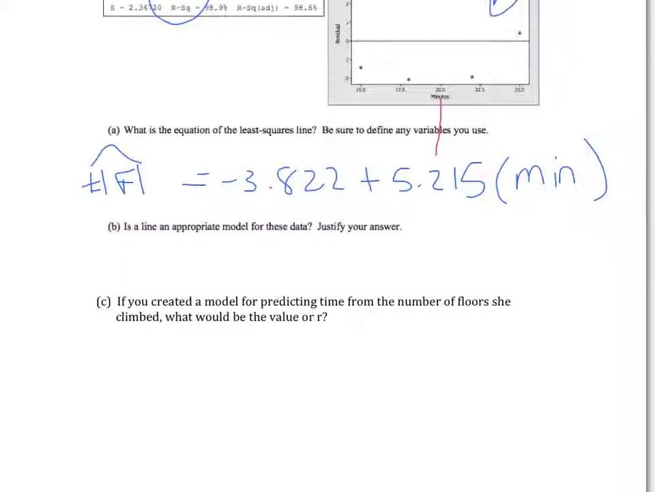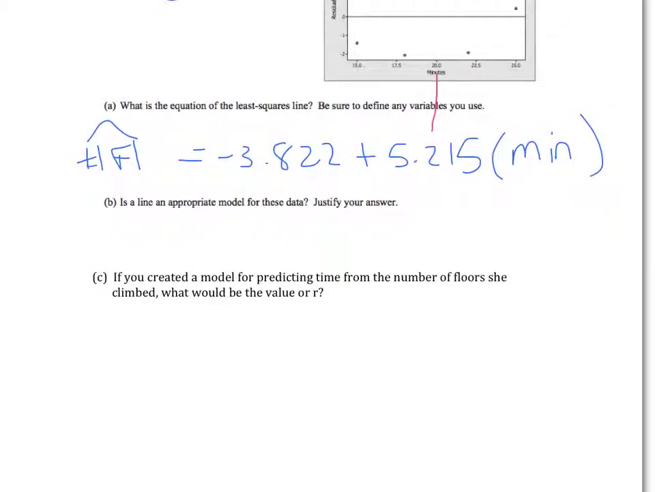The last part of this question asks you if you create a model for predicting the time from the number of floors, what would be the value of r? Well, the first thing you want to note is that switching x and y does not switch r. So basically, they're just asking us for r.